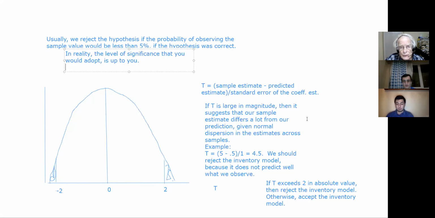Okay, so far. Does it take care of your question about the probability of rejection when the hypothesis is correct? In most cases, two is probably a reasonable border because it suggests that the difference of the sample estimate from the predicted value is twice as large as the standard dispersion in coefficient estimates. Maybe two is okay.